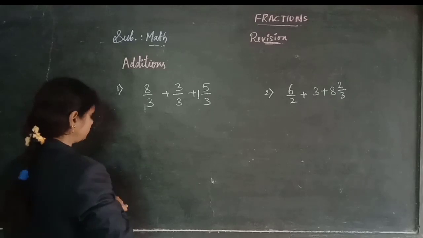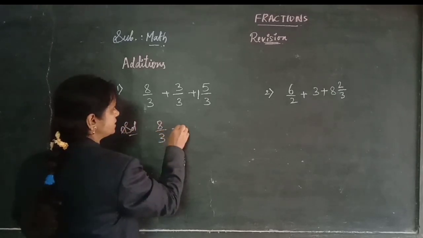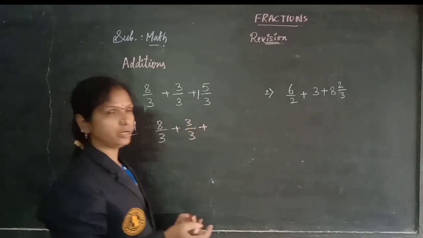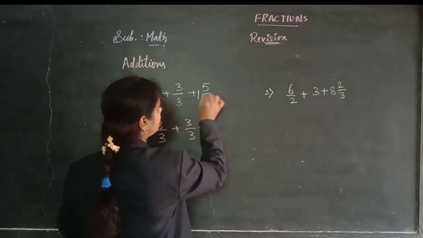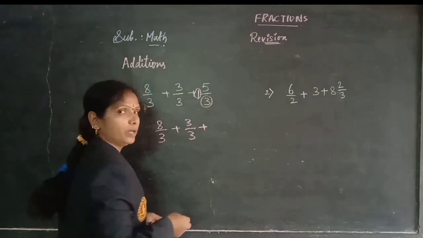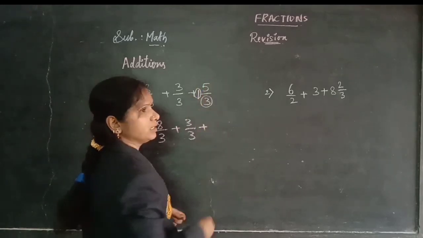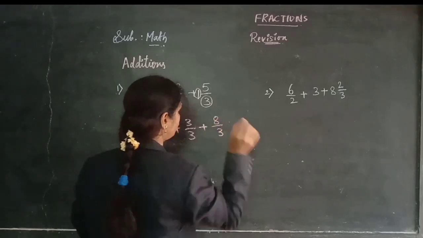First fraction given is 8 by 3 only, second fraction 3 by 3, and the third fraction we need to convert into an improper fraction. How to convert into improper? The denominator and whole number should multiply and you need to add the numerator here. 3 ones are 3 plus 5. So 3 plus 5, 8 children. So here again 8 by 3 you will get.